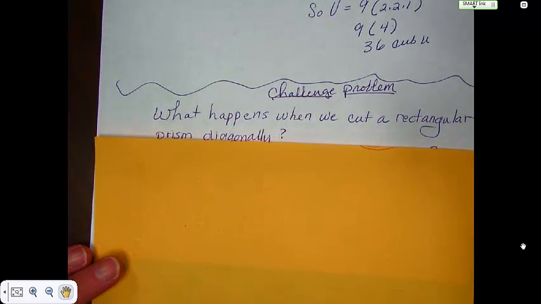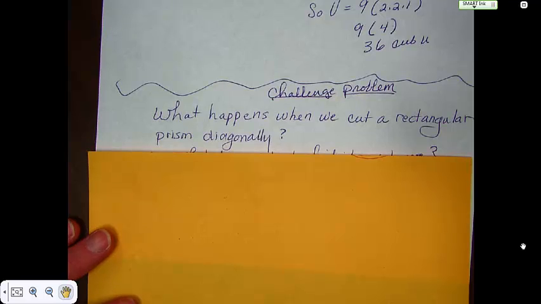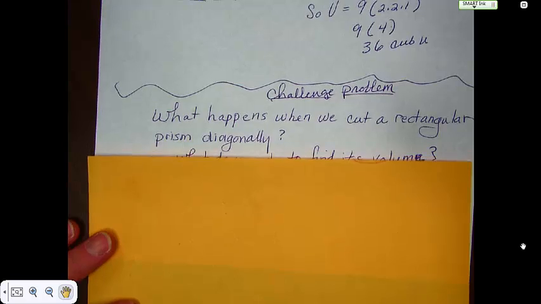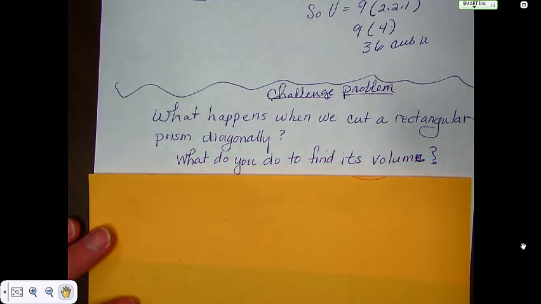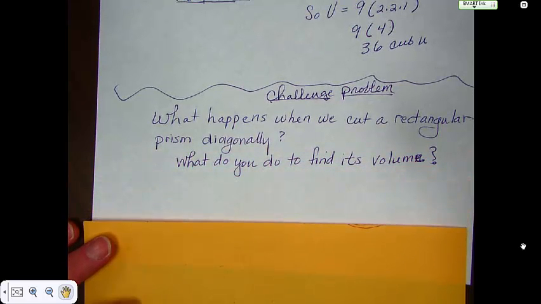Okay, challenge problem. And this one is going to mess with your mind just a little bit. What happens when we cut a rectangular prism diagonally? And secondly, what do you do to find its volume? So to be able to get the credit for this challenge problem, you need to draw a rectangular prism, and I've given you some examples earlier in this lecture. Then you need to show me how you would cut it diagonally into two pieces. What does it look like that way, and how would you find its volume?